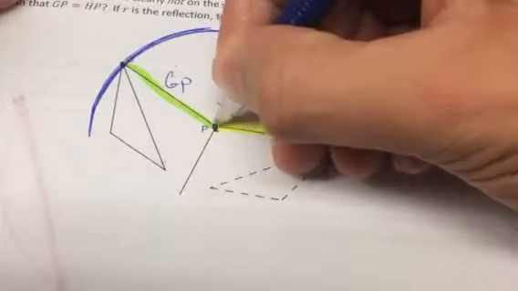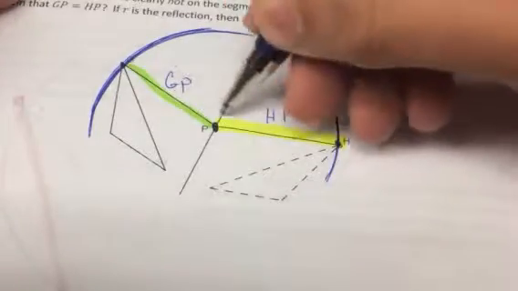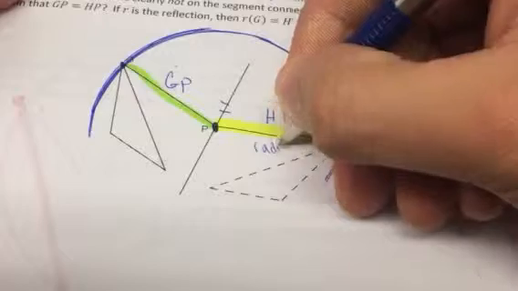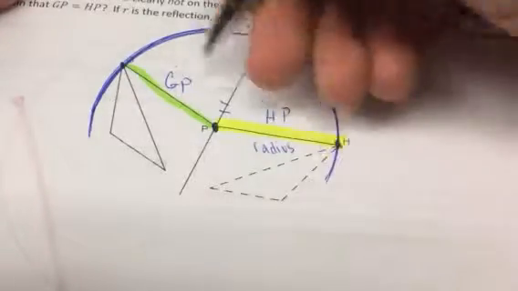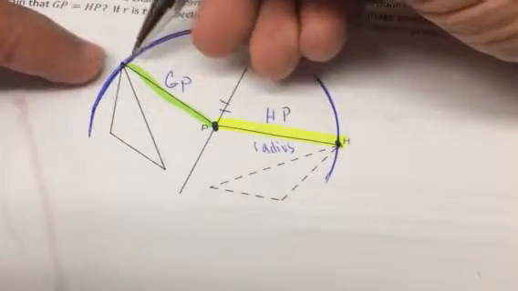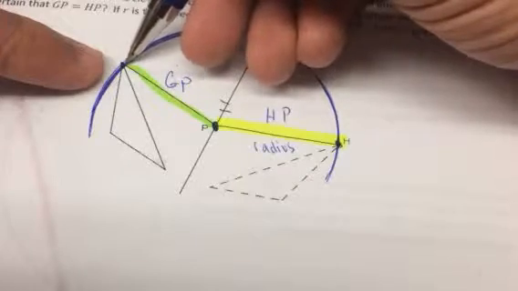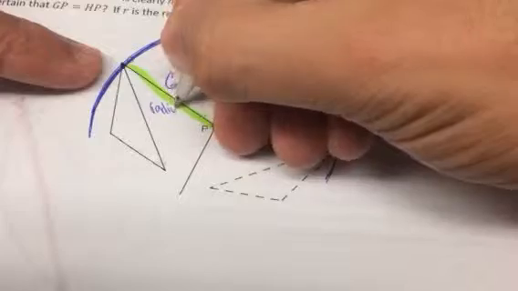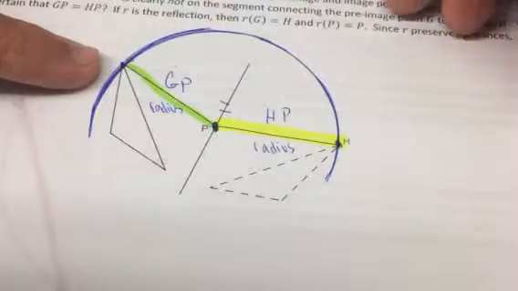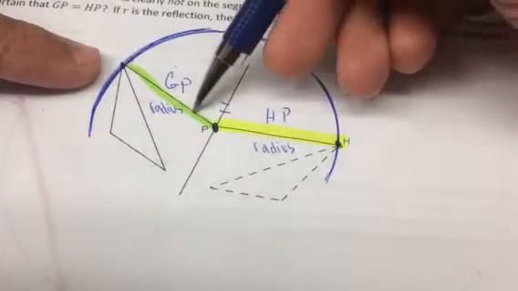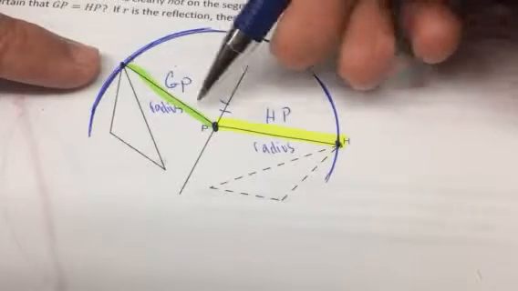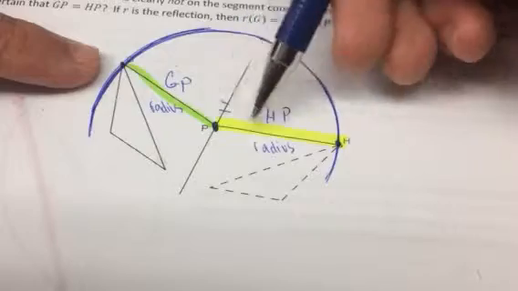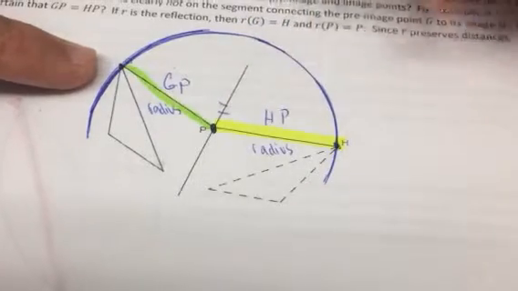P was my center. So that means P to H was a radius of my circle. All right? But look, this circle also crossed G over here. So that means P to G is also a radius of my circle. So that means these two have to be congruent, because all radii of the same circle are congruent.